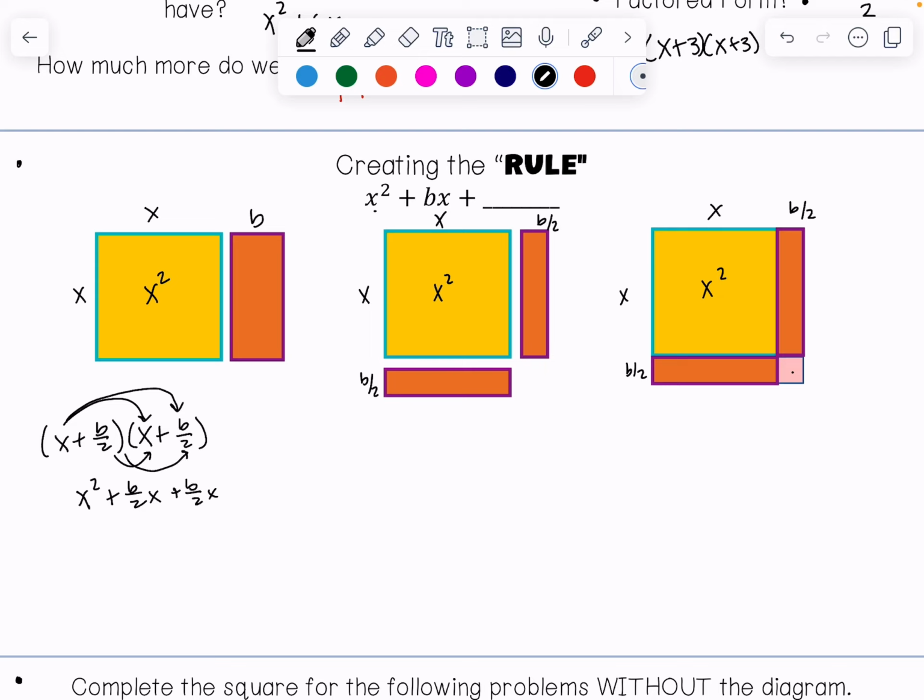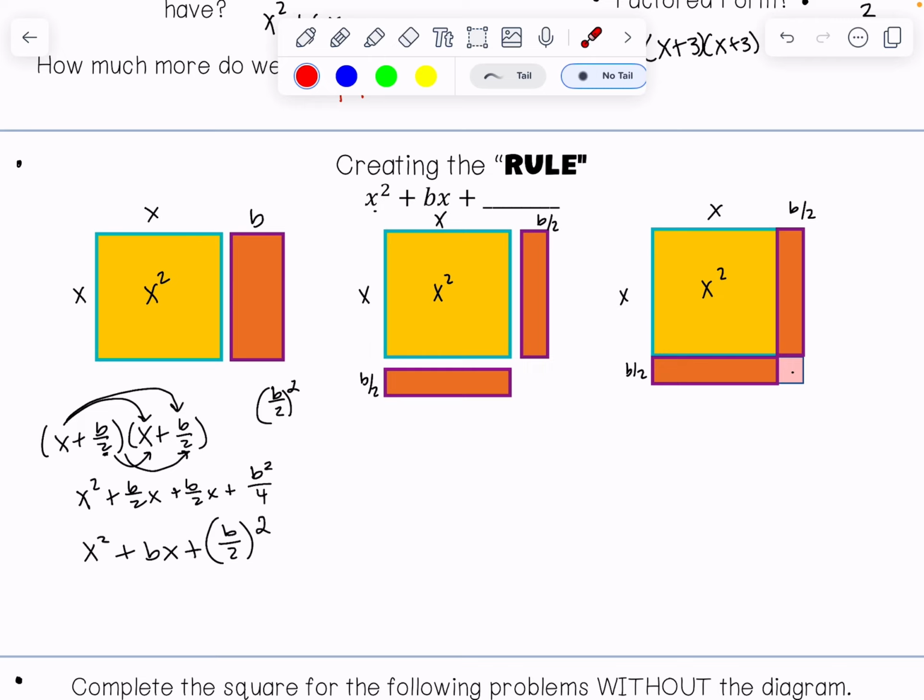Here, if I look at this, b over 2 times b over 2, well, it's a fraction, so b times b is b squared over 2 times 2, which is 4. Or we can think about what we actually did there was b over 2 squared. We took the b over 2 and the b over 2 and we multiplied it by itself. So this is going to be x squared plus bx plus b over 2 squared.